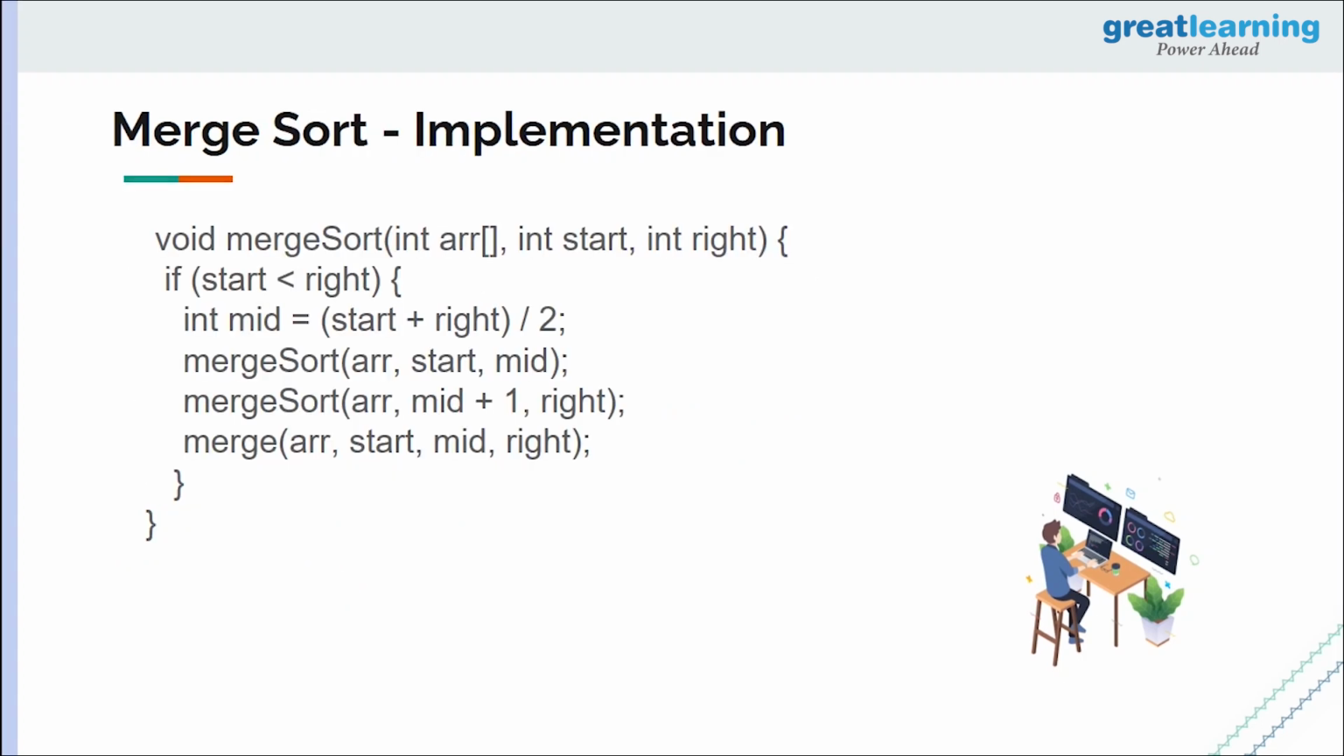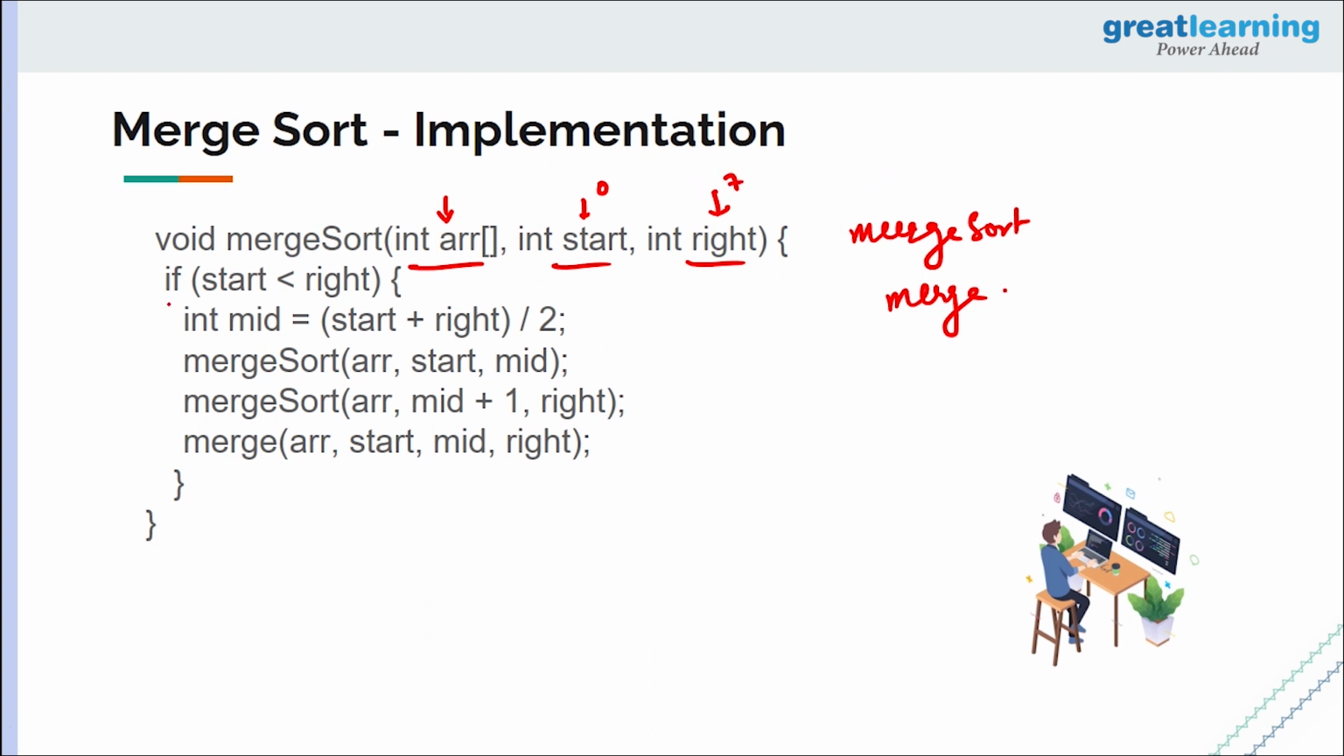Now let's look at the merge sort implementation. We know that we need to implement two methods, right? First is the merge sort method, and the second is the merge method. So first let's look at how to implement merge sort. Basically this method will take three arguments: the array, the starting point and the ending point. That is your starting index, that is 0. If you have an array of 8 elements, that means you have 7 as the last index, right? So this will be 7.